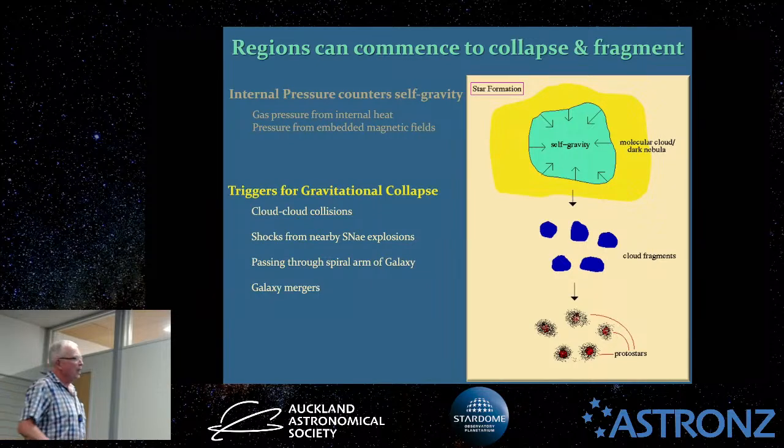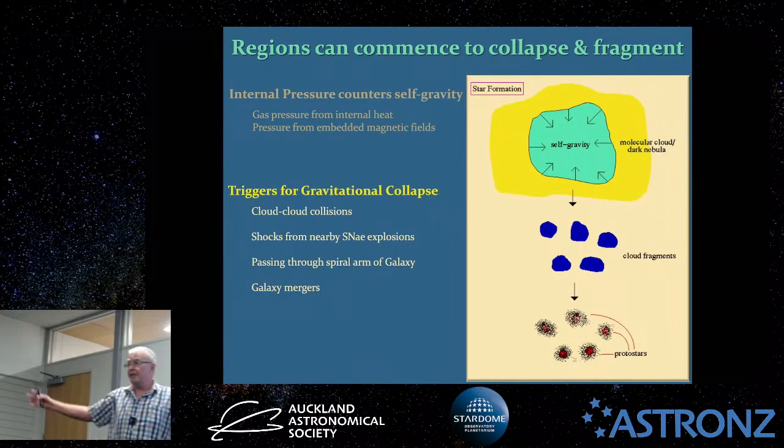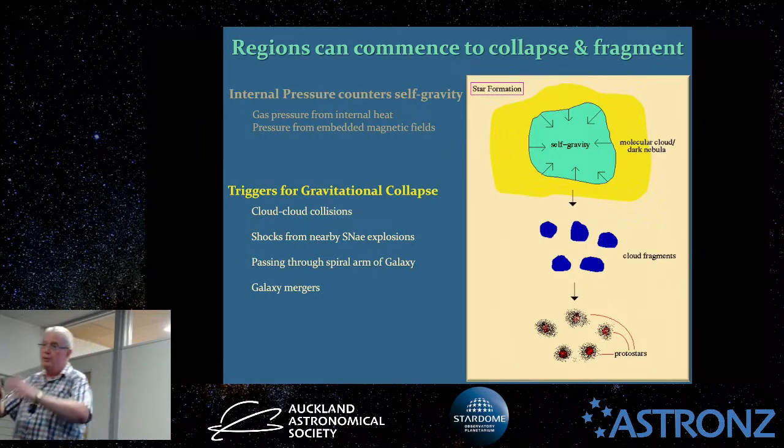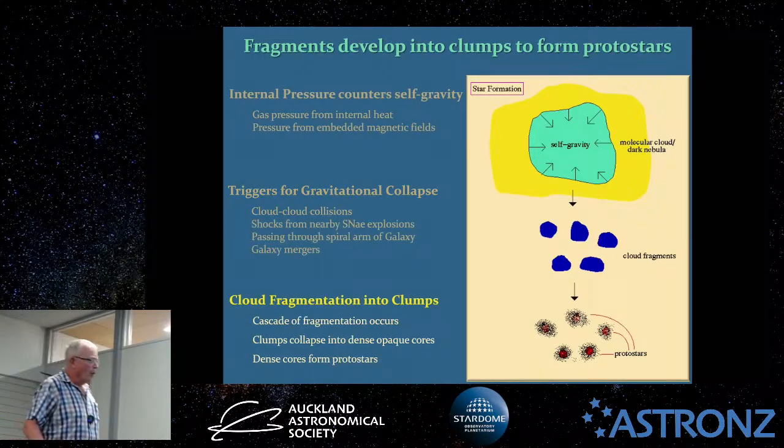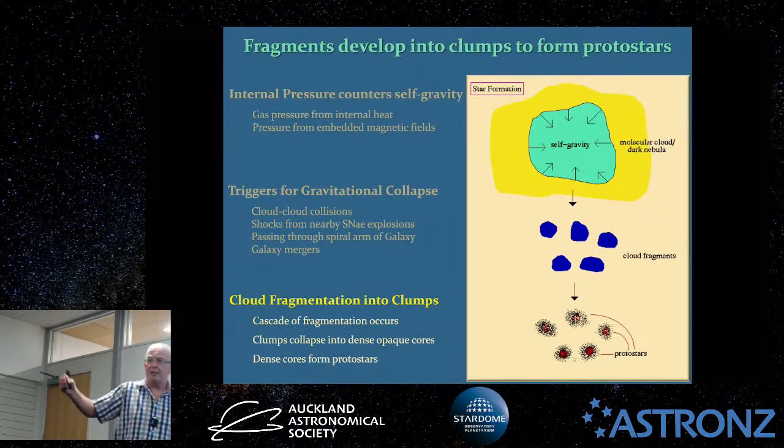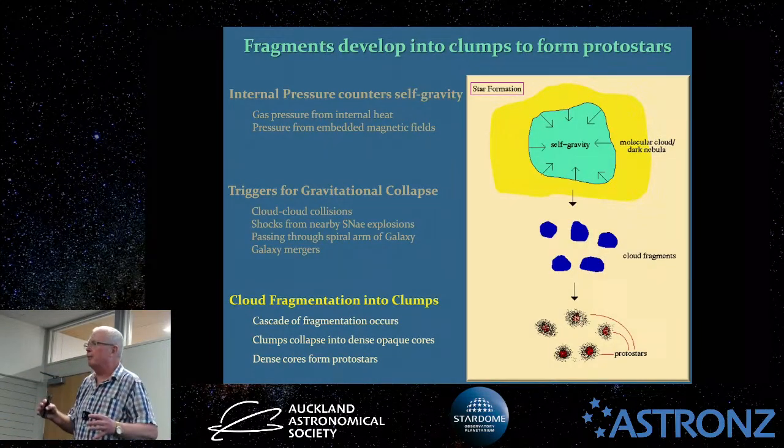And of course the other one, when you get galaxy mergers, 2 galaxies come together, of course you get cloud mergers and collisions, and that upsets things as well. What happens from there is the cloud starts collapsing in on itself, but it starts breaking up.